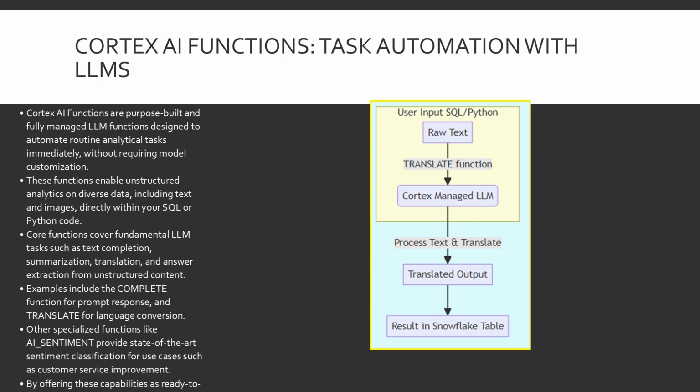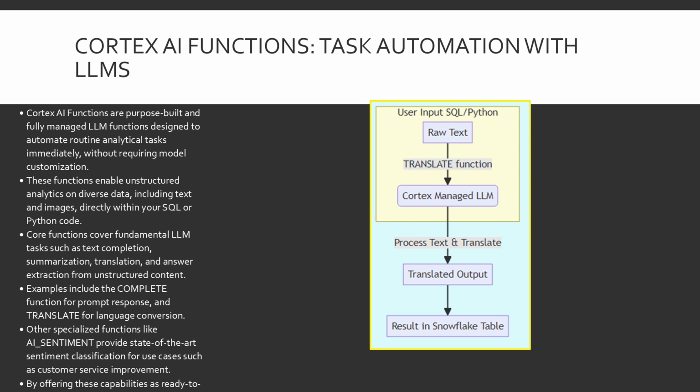The core functions available in Cortex cover essential LLM operations. They perform text completion for generating responses, summarize long documents quickly, translate multilingual content, and extract specific answers buried within large amounts of unstructured data. For instance, the complete function takes a prompt and returns a generative response, while the translate function can seamlessly convert text from one supported language to another in a single line of code.